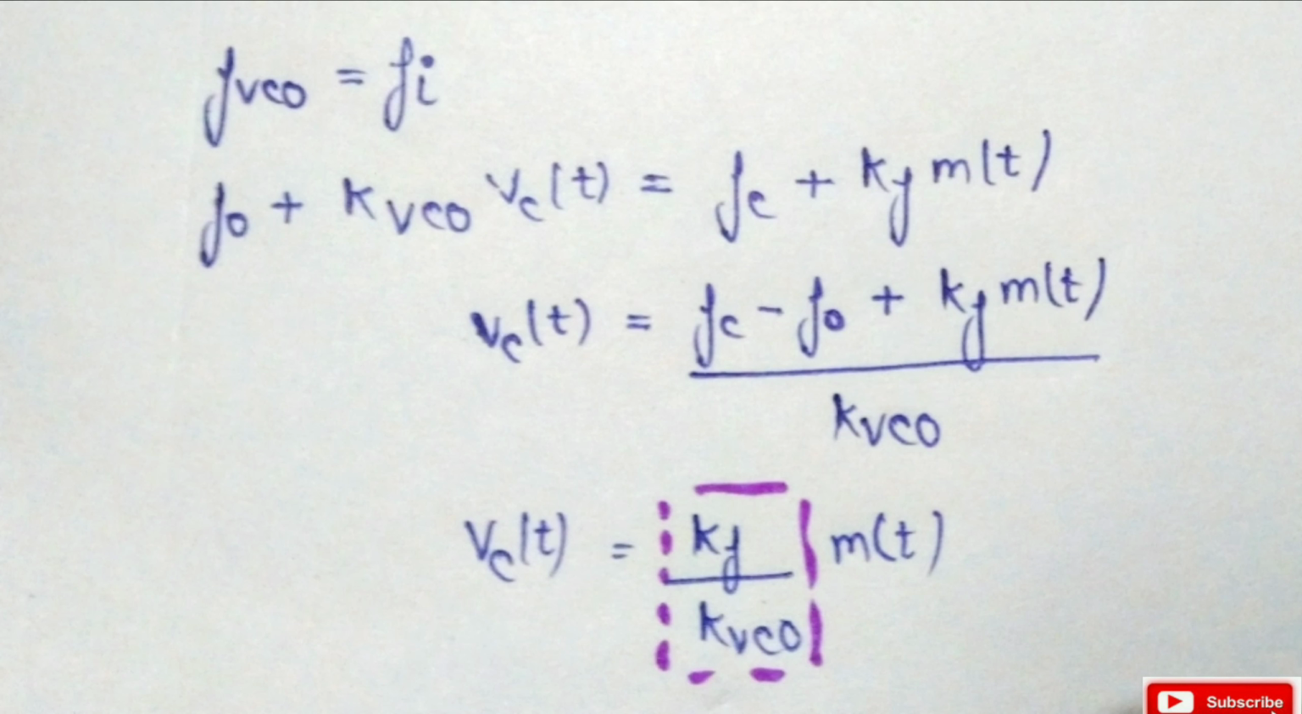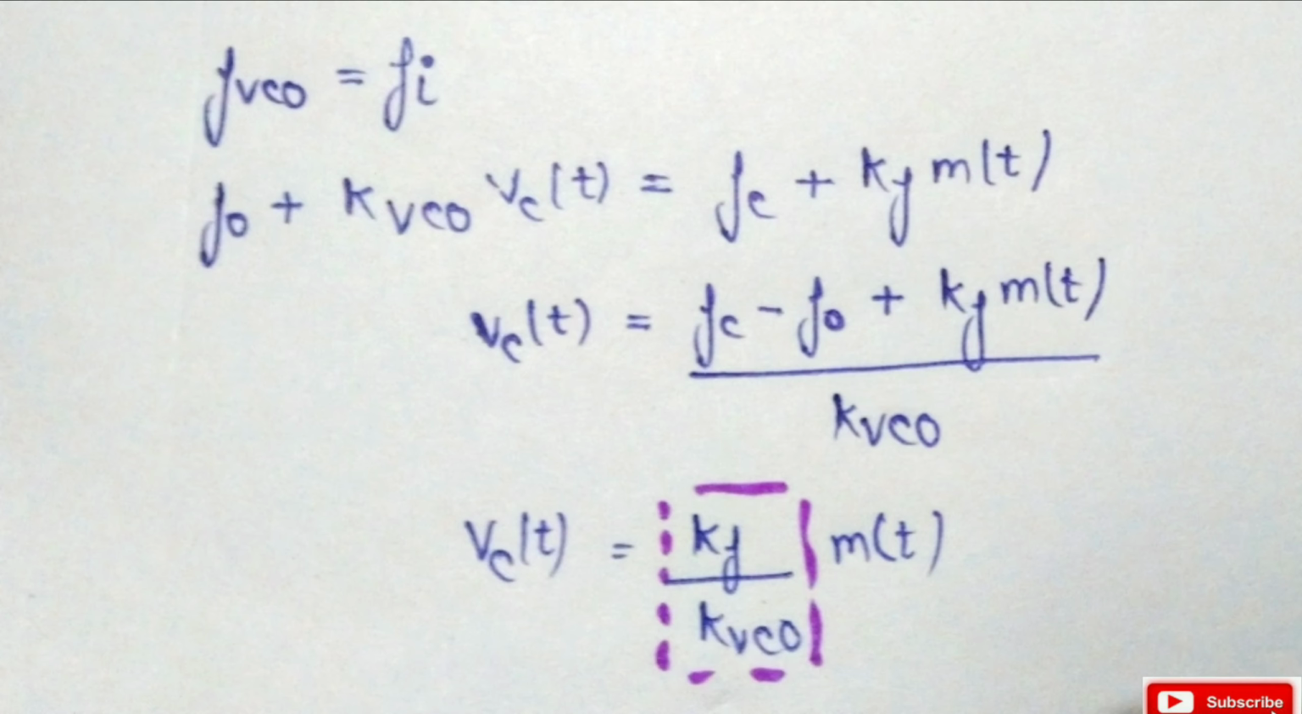Then we equate these two terms. So F0 plus KVCO into Vc(t) is equal to Fc plus Kf m(t). Then Vc(t) is equal to (Fc minus F0 plus Kf m(t)) by KVCO. In the PLL, to be in the lock mode, Fc is equal to F0. Then Vc(t) is equal to Kf by KVCO into m(t). Then we compare this equation with the linear equation y equals mx. So Kf by KVCO works as a slope or constant.